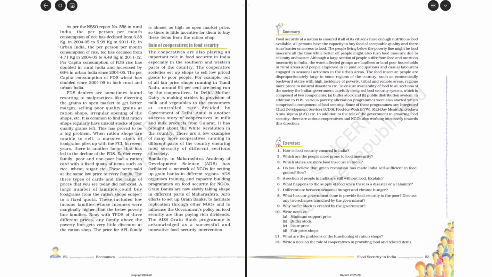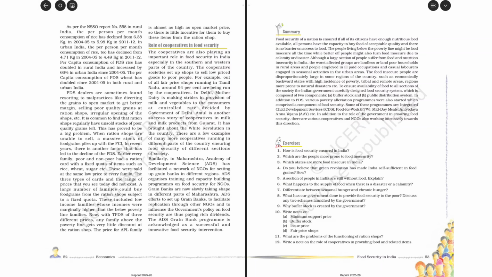It's a perfect storm. Okay, so we've seen the incredible scale, but also the massive corruption and inefficiency of this top-down bureaucracy, which is why the text concludes with an alternative. Let's read the final section about local solutions. Quote, role of cooperatives in food security. The cooperatives are also playing an important role in food security in India, especially in the southern and western parts of the country.